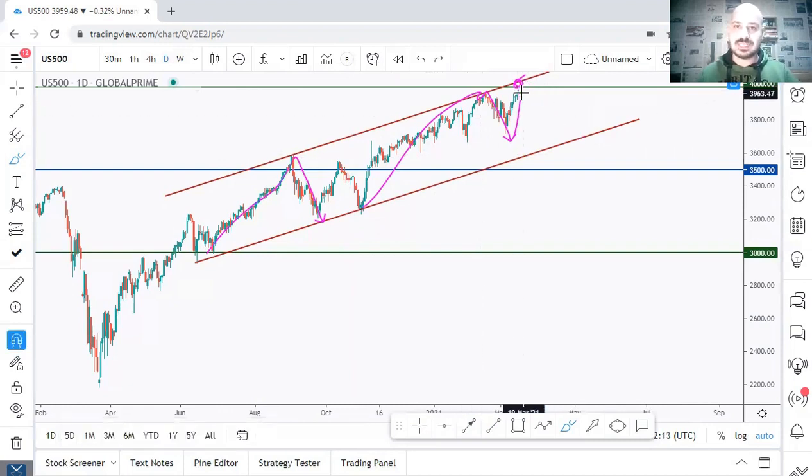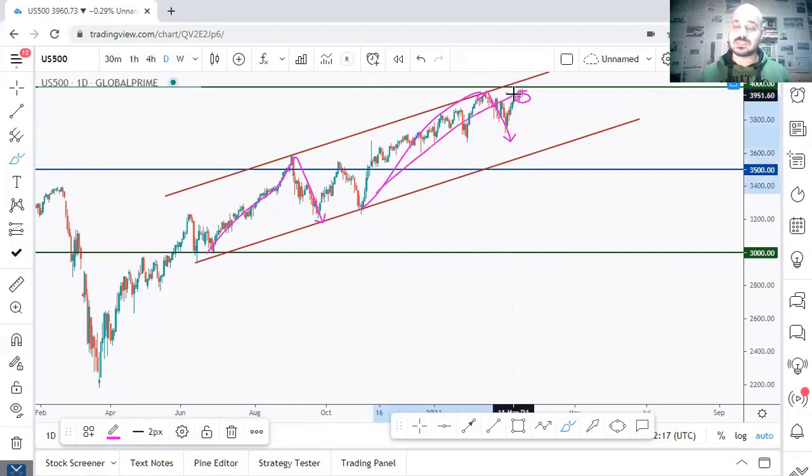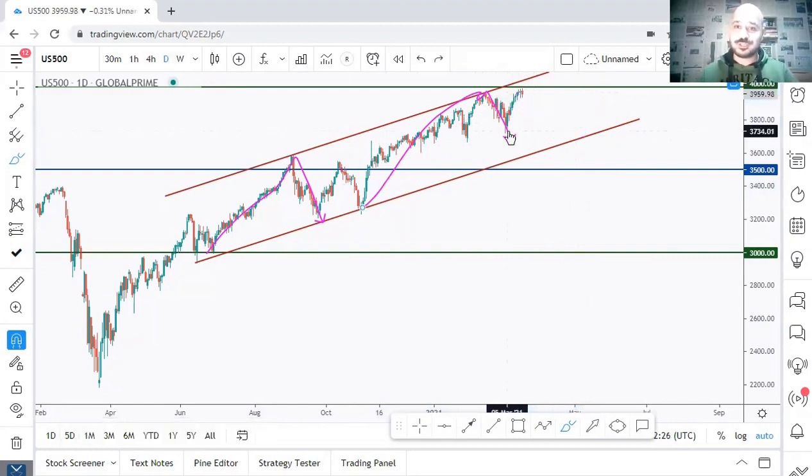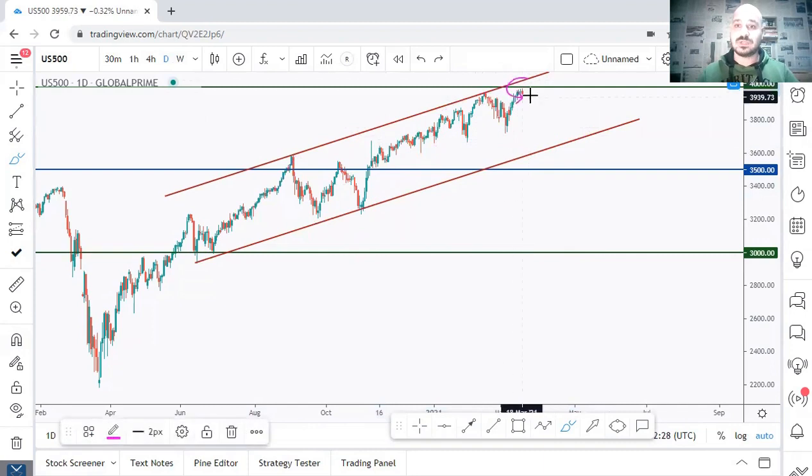Of course, we will not enter buy here, since the price is already in an impulse and we want to catch the next impulse. So we'll be waiting for the corrective and then catch the next impulse. So long story short, for now, we'll be looking for sell setups.